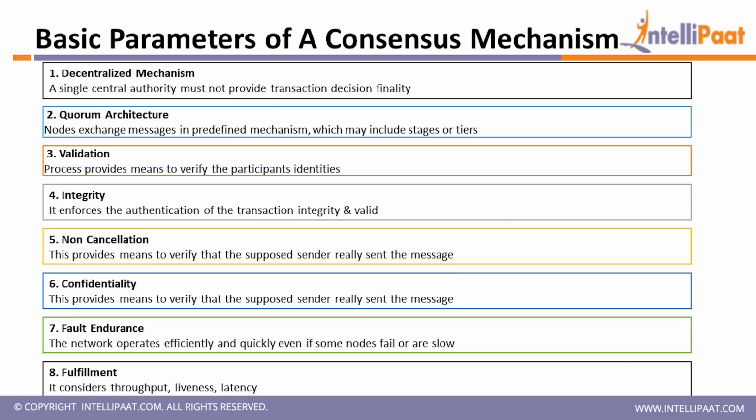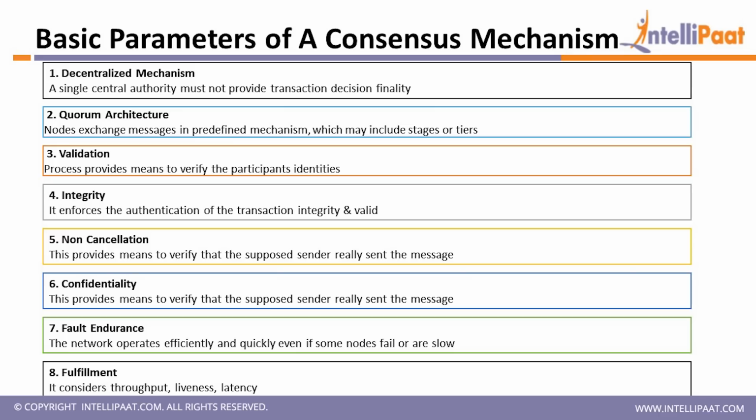Your consensus mechanism should also take care of fault endurance. So the network operator should operate the network efficiently and quickly even if some nodes fail or are slow. What this means is even if part of your blockchain network is faulty or slow, the network operation should complete in a quick and timely manner. There should not be any delay or loss of transactions.